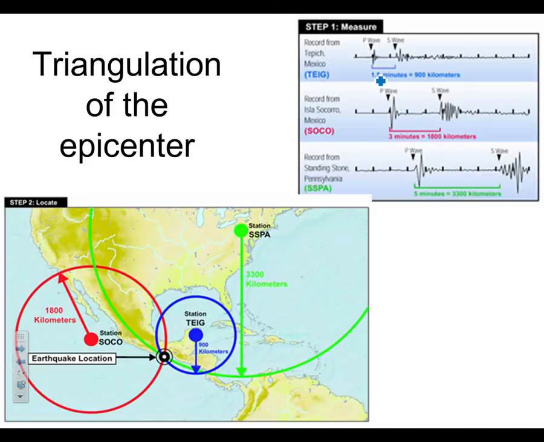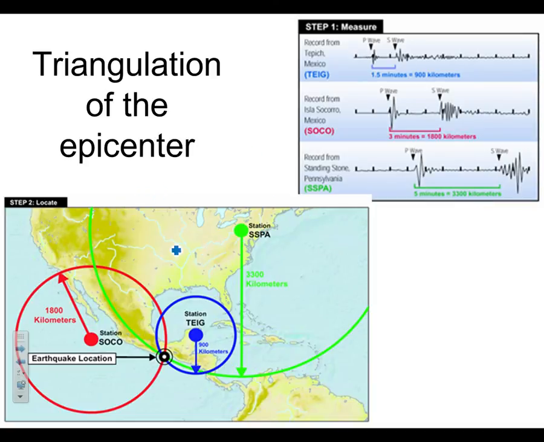Okay, it was 1.5 minutes. That means it was 900 kilometers away. We draw our circle with a radius of 900 kilometers from that station. Then we find the next one, and it was 1,800 kilometers for a time lag, so we draw a circle with a radius of 1,800 kilometers. Then we do our third one. We find that this circle is going to have a radius of 3,300 kilometers.